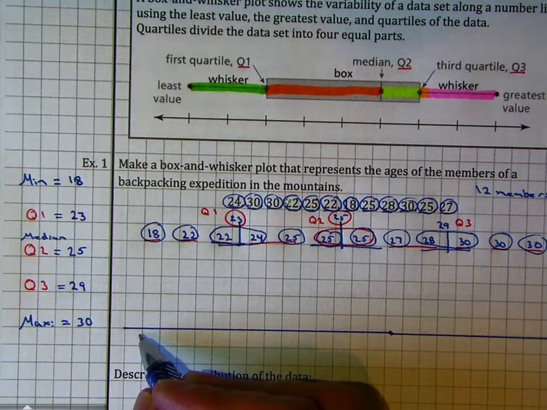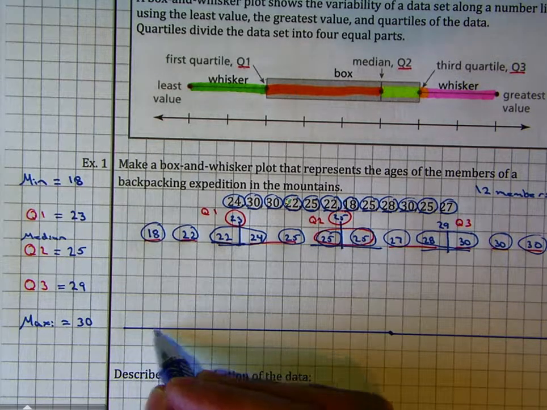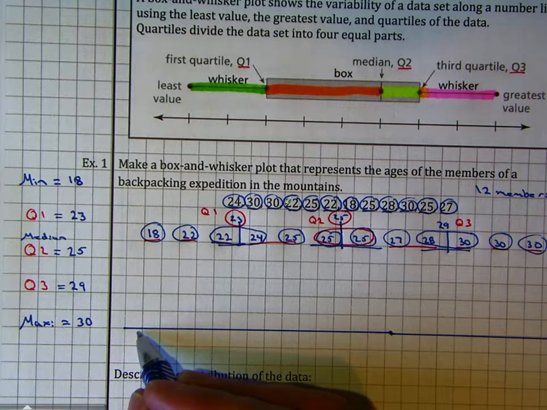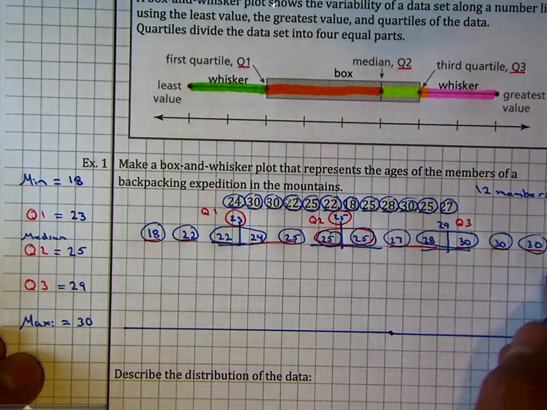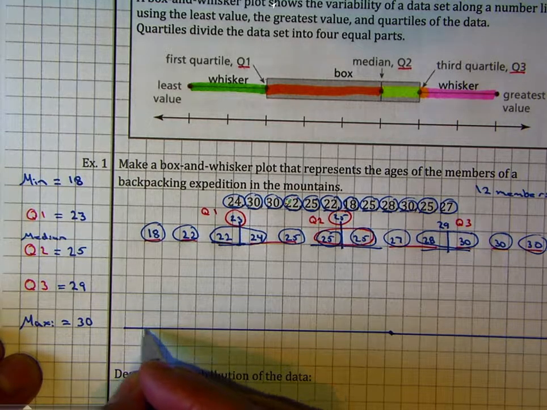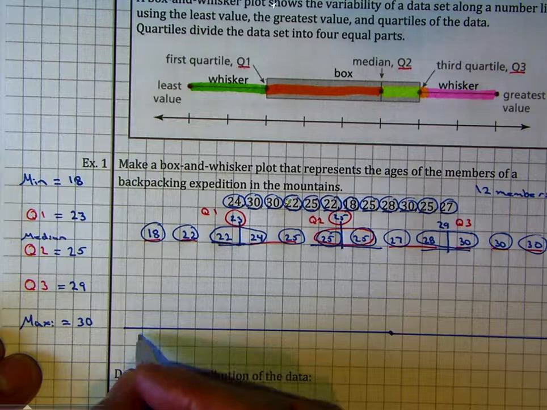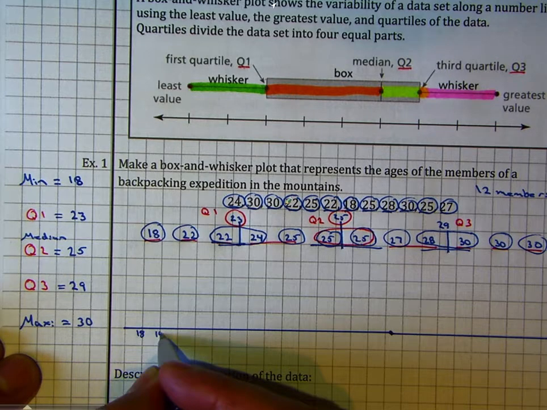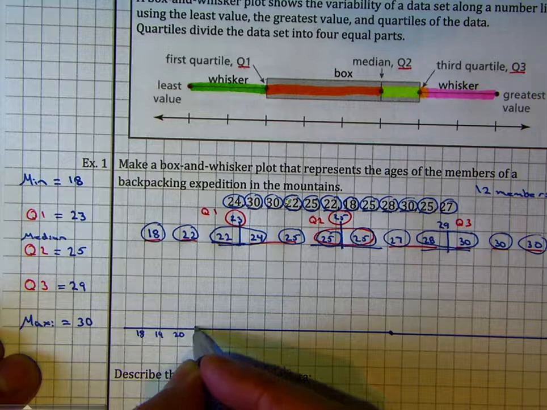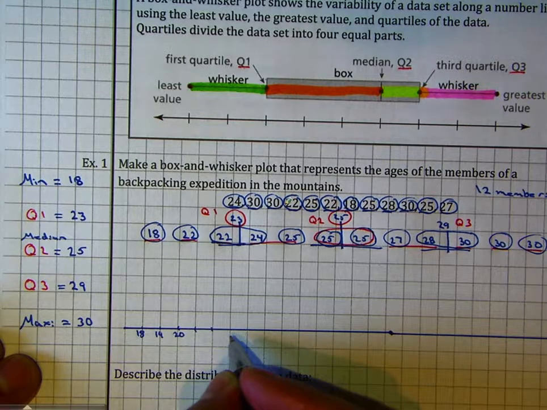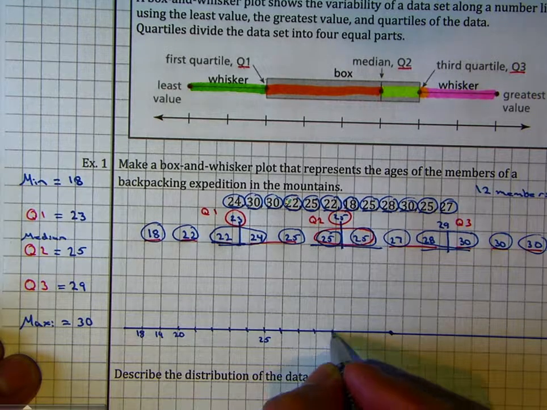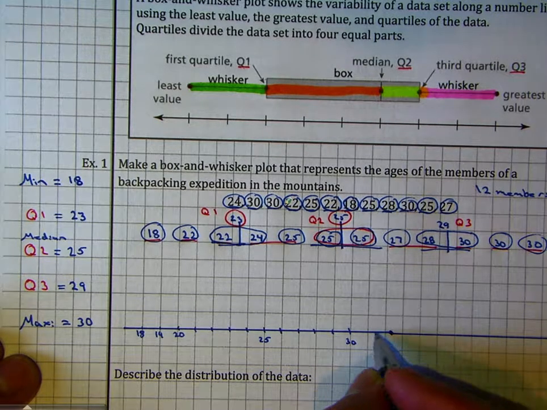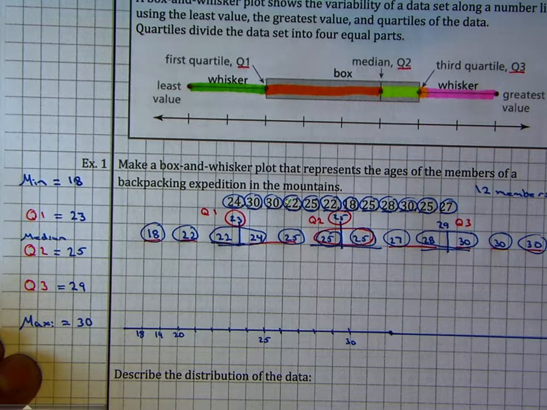So I can decide whether I can go every 5, so 5, 10, 15, 20. But I think in this case, they all fit if I go by 1. But if the numbers get too large, you can go by 5 or by 2 if you want. In this case, 18, 19, 20, 21, 22, 23, 24, 25, 26, 27, 28, 29, 30. And that's it. So actually we're going to make it small on the left hand side, which is fine.